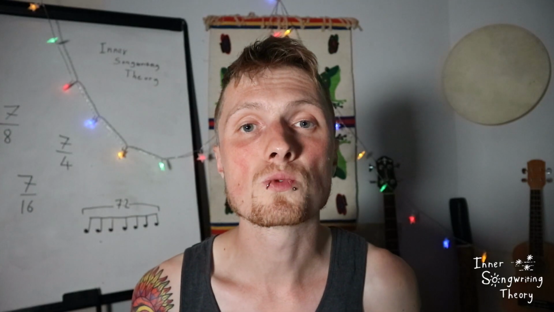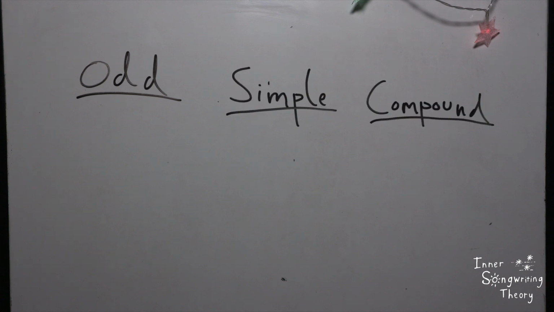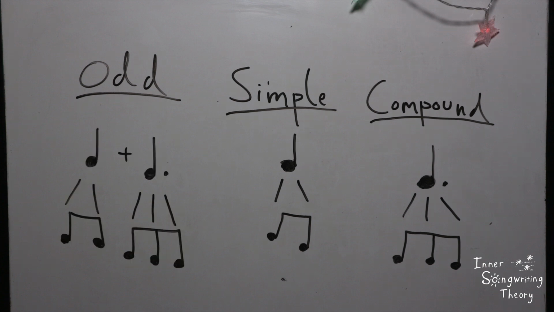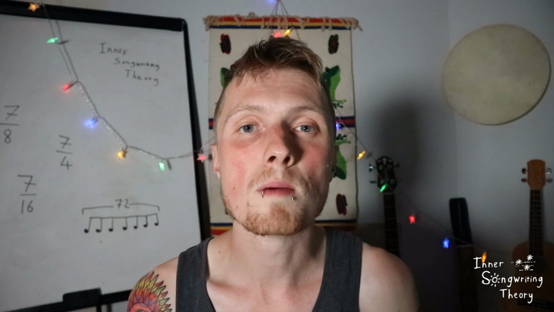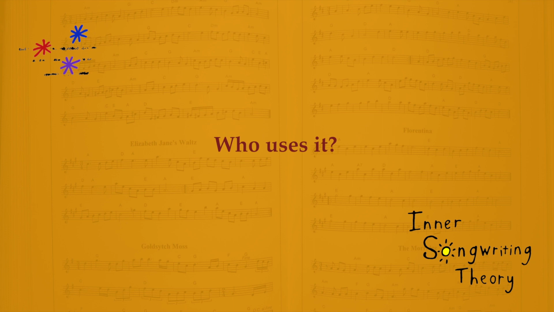7 falls into the category of odd time. Odd time opposes itself to simple time and compound time. While simple time often refers to signatures where the beats divide into 2 and compound into 3, odd time refers to time signatures with a mix of uneven beats that divide into both 2 and 3. When we're listening to and playing in 7s, only the top number of the time signature matters.